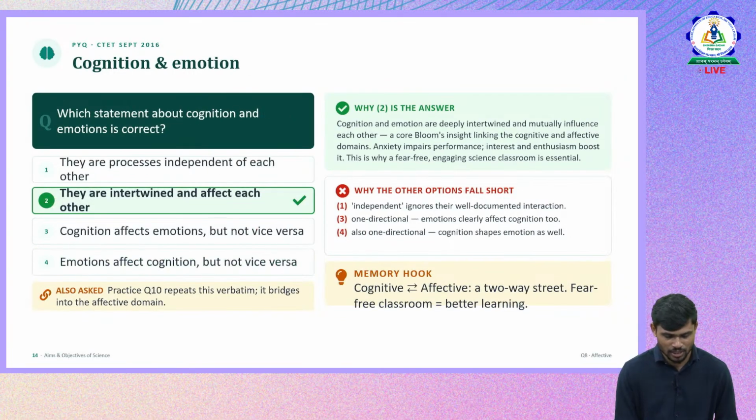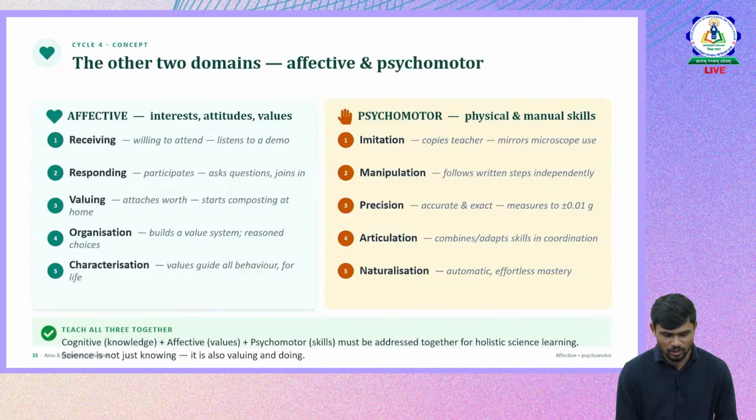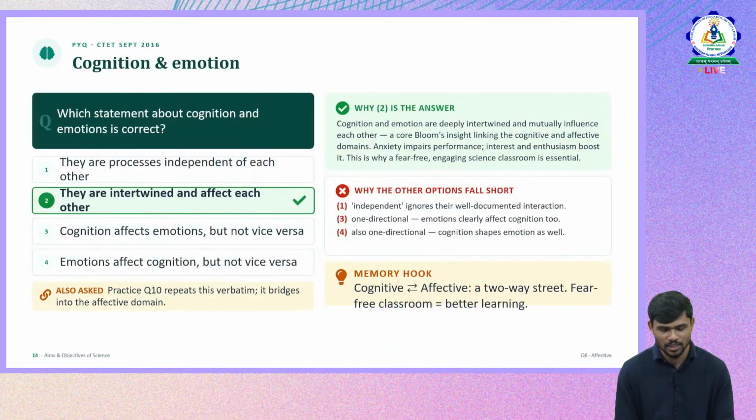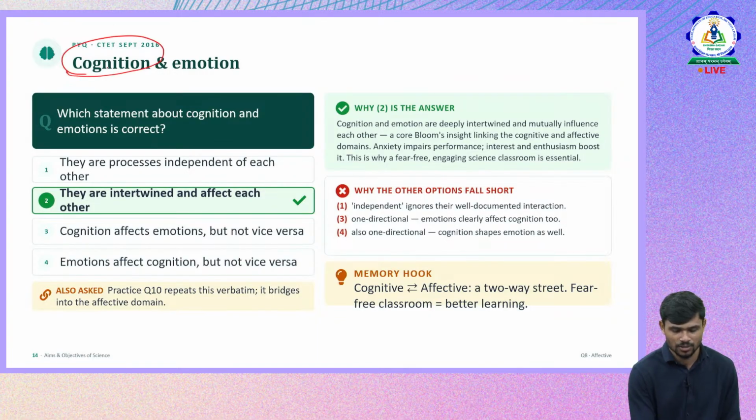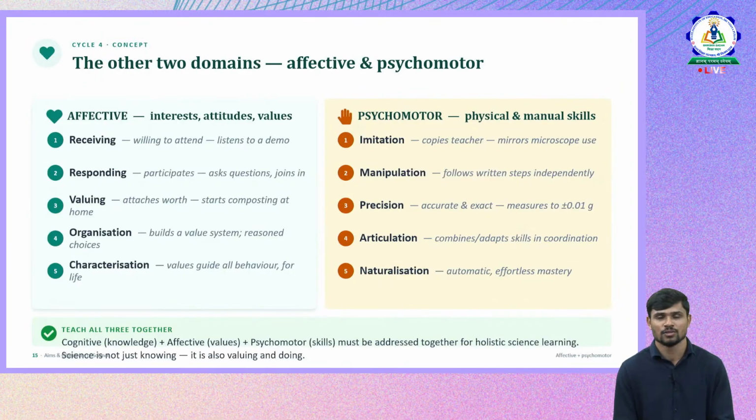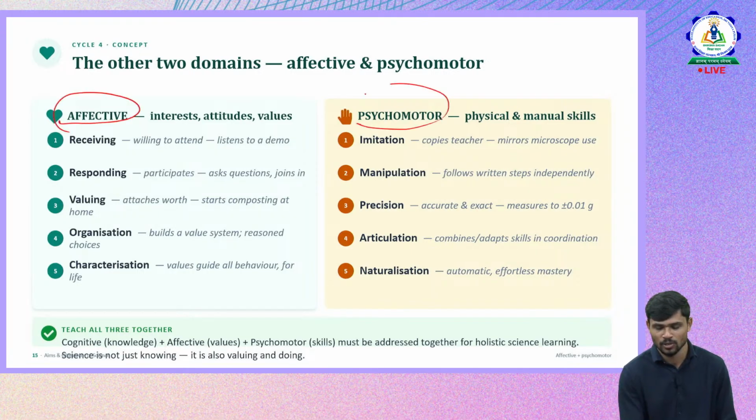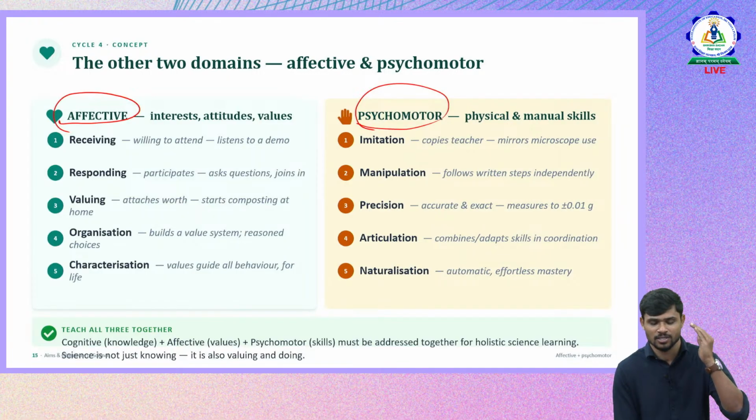Then, cognition and emotion. So the question is about cognition and emotion. Cognition, which we have talked about, was discussed by Bloom, and he gave the different levels of learning under the cognitive domain. There are two other domains also, as all of you know: the affective domain and the psychomotor domain. The affective domain is related to our feelings. Cognitive is the thought process.